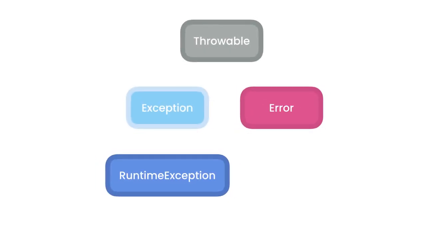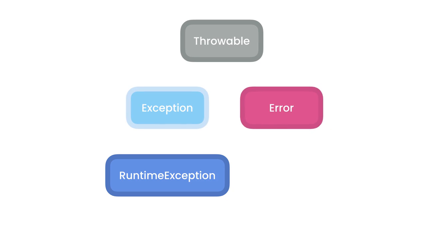Now let's look at the classes that represent different types of exceptions. At the top of the exceptions hierarchy, we have the Throwable class, which defines the common characteristics for all exceptions and errors, like an error message and the stack trace. So every kind of exception or error has an error message and a stack trace. Below this class, we have two classes, Exception and Error.